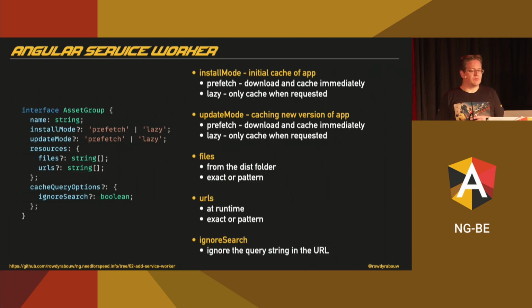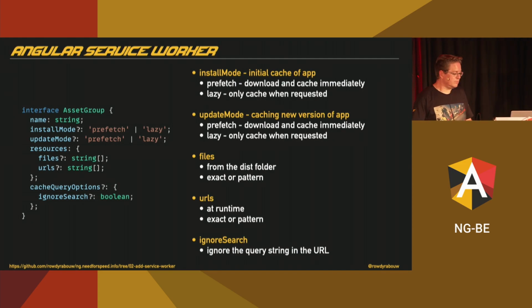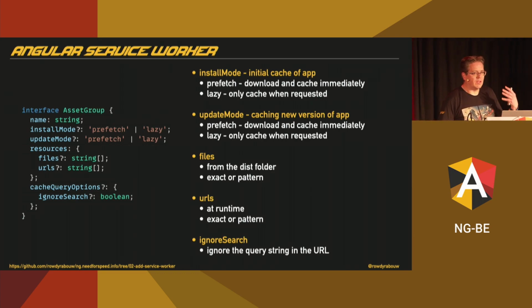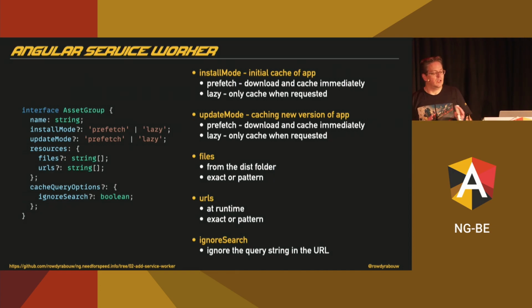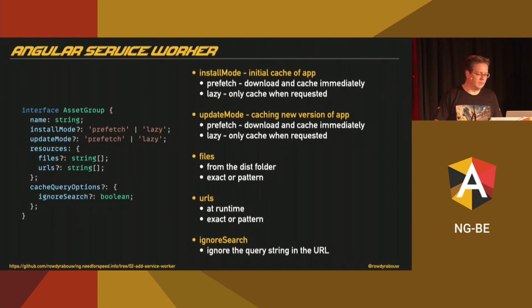At the part where you have resources and files, files are always files from your dist folder. You can use an exact path there, or just a pattern, say, all JavaScript files or all HTML files, for instance. You can also include URLs. So if you have a dependency on a CDN or Google Fonts or something, you can add them as well, but they will be cached at runtime. And something extra you can do, if you don't want to have things cached that have query strings in the URL, you can set this to false as well.